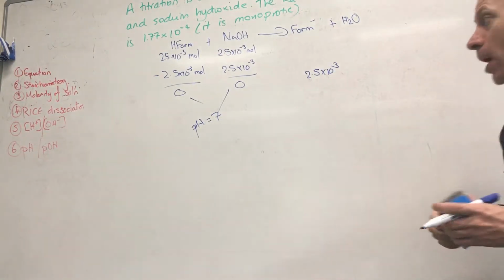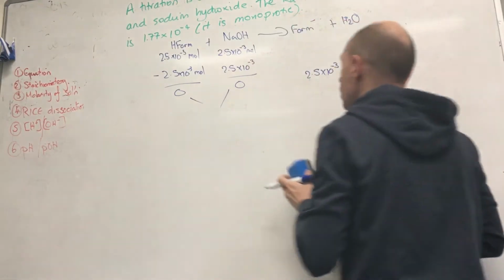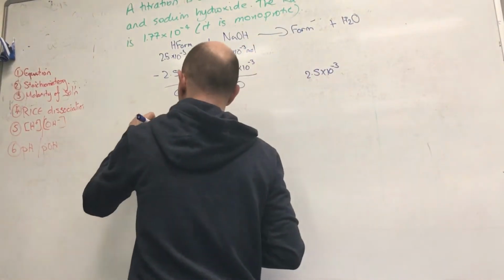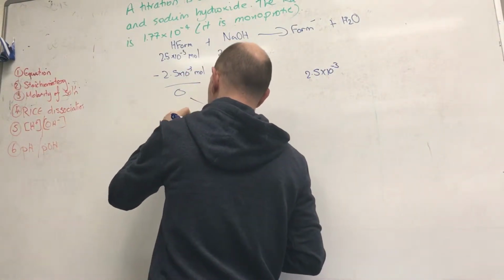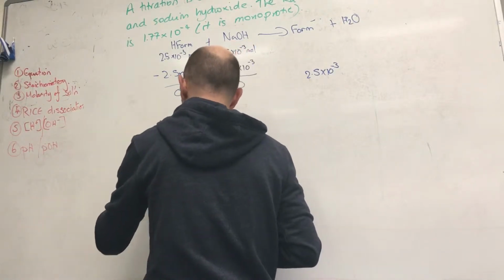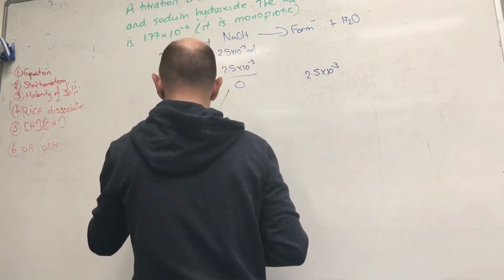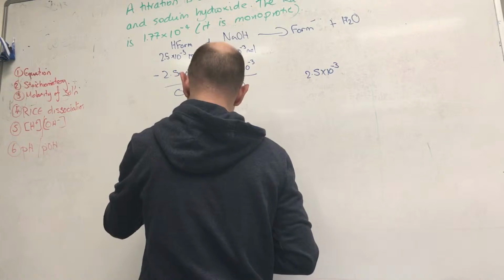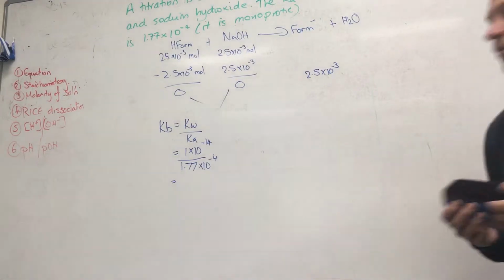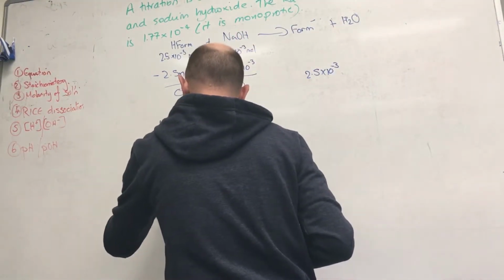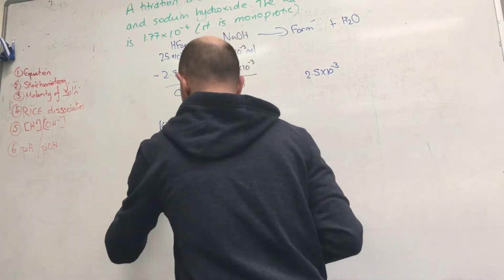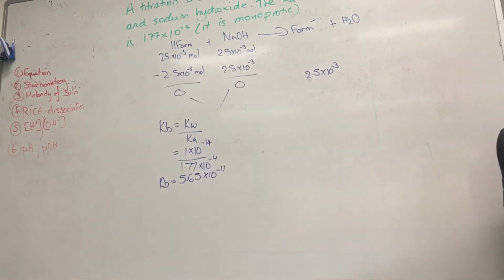So then to do this part, we use the base dissociation constant, the Kb value. So the first thing we do is we work out Kb, and Kb is equal to Kw over Ka, which is equal to 1 times 10 to the minus 14 over 1.77 times 10 to the minus 4. And that is equal to what? 5.65 times 10 to the minus 11. Right, so that's what Kb is equal to. All good with that.